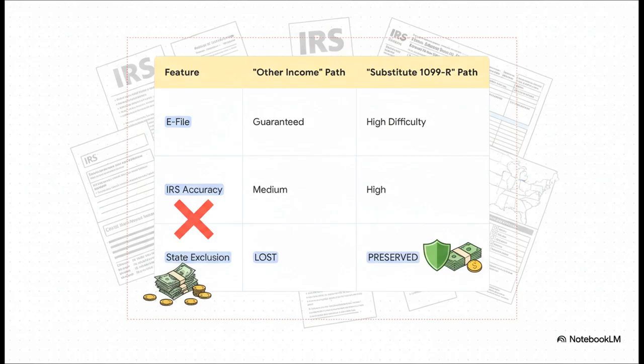Because many states have incredibly valuable tax breaks for pension income. But if your income isn't classified as a pension on your federal return, your state won't see it as one either. And just like that, you've lost that exclusion. We're talking about potentially hundreds, even thousands of dollars in extra state tax, all because of a software limitation.